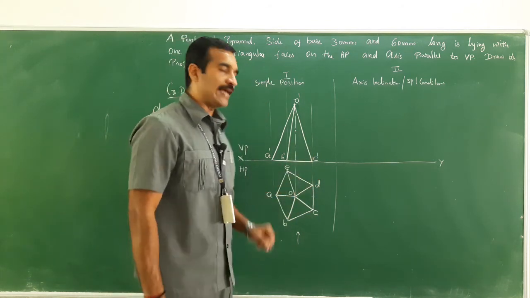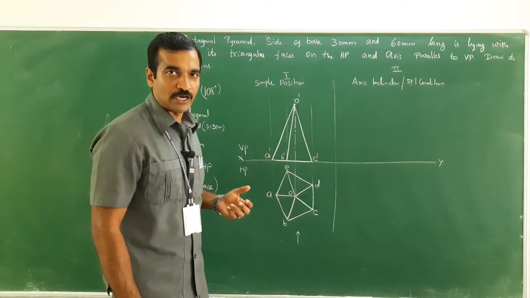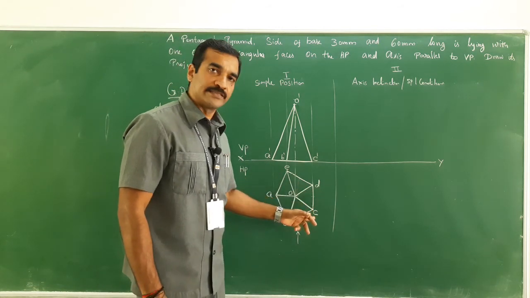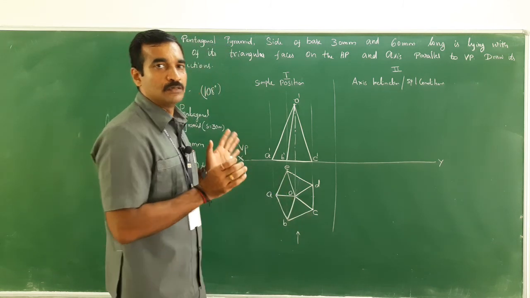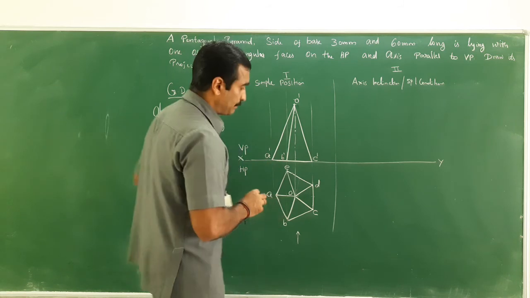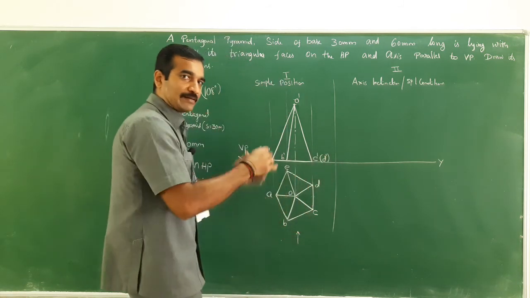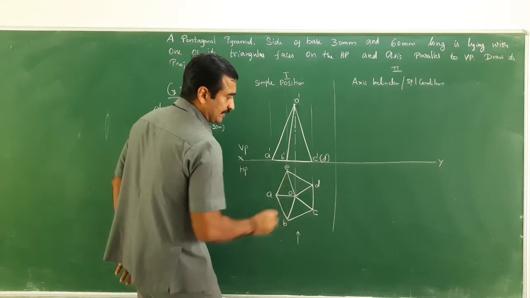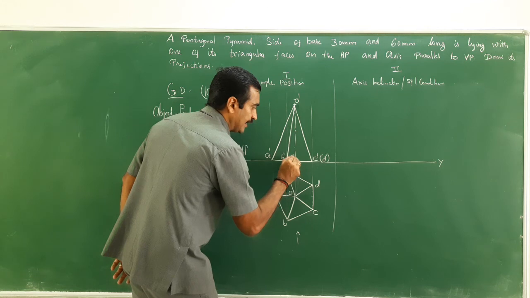Then what about D and E? D and E are invisible because D is right behind C, E is right behind B. Therefore, invisible ones need to be captured within the bracket. So, D is invisible, so I have captured it within the bracket. E is invisible, so I need to capture it within the bracket.